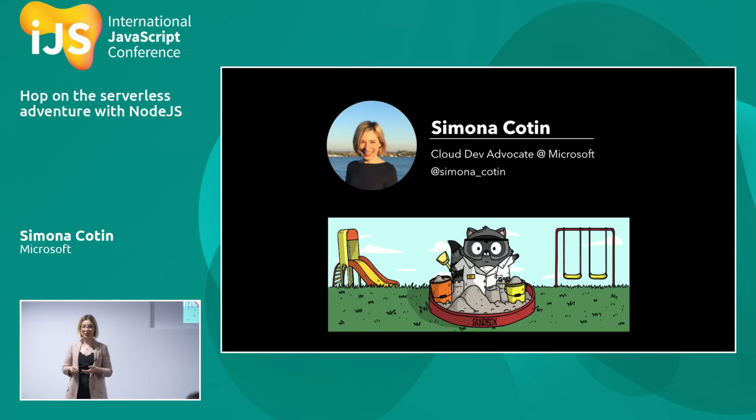My name is Simona Cotin, and I work as a cloud developer advocate for Microsoft. My role there is basically to make sure that we are creating a great developer experience, especially for JavaScript developers and web developers. At least that's why I'm there. I have other colleagues that work on Golang or Java or .NET, and their job is to make sure that their community is feeling great on Azure as well.